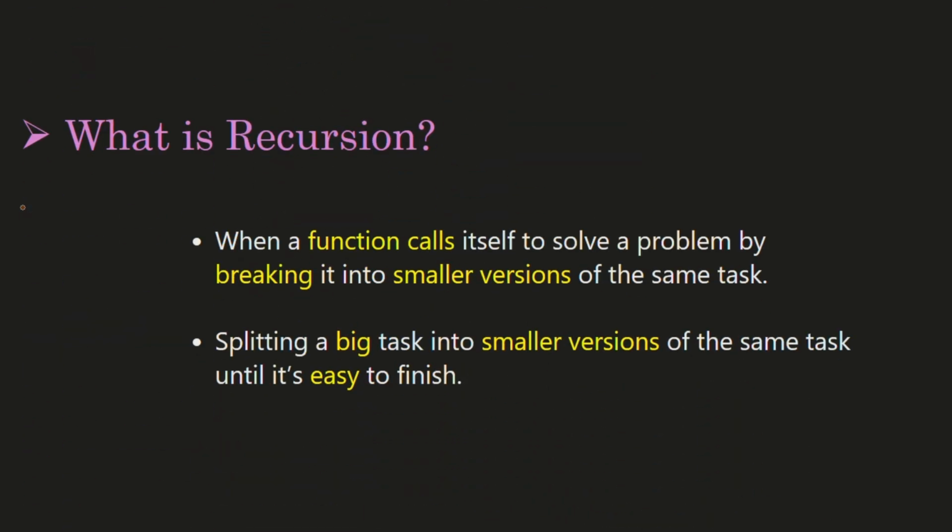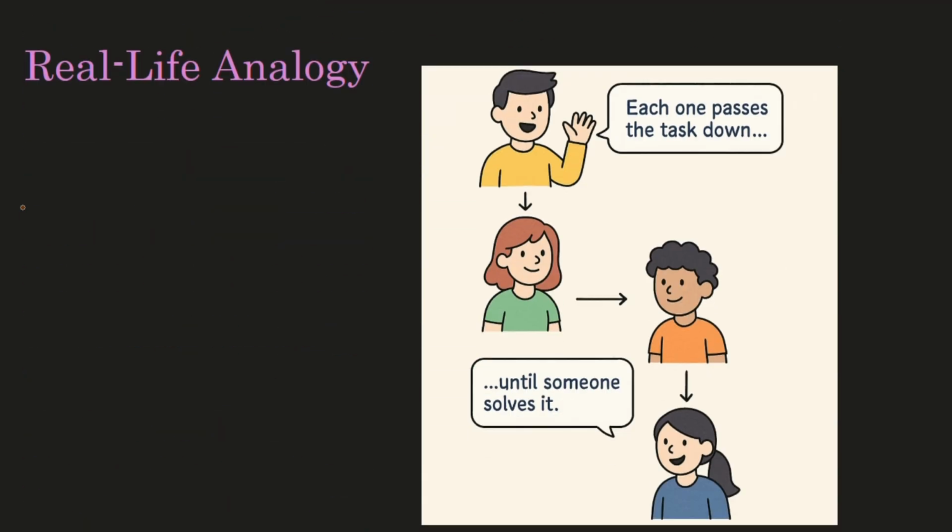Recursion is when something calls itself to solve a problem by breaking it into smaller, simpler pieces. It's like splitting a big task into smaller versions of the same task until it's easy to finish. It's like telling a friend, I can't finish this task, but you can. And if not, ask someone else. Until someone finally solves it. And then the answer travels back up the chain.